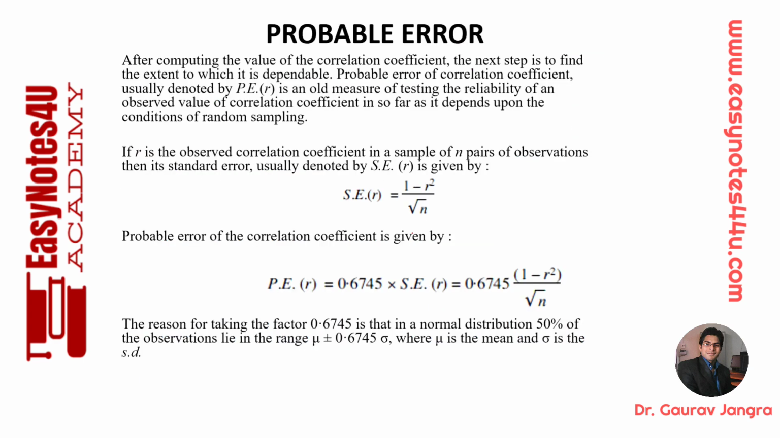Now what is the probable error? You can solve the probable error. The formula of probable error is 0.6745 multiplied by 1 minus r square divided by under root n. So 1 minus r square, we already calculated the correlation, and the number of observations is there. So you can calculate the probable error by using this formula.